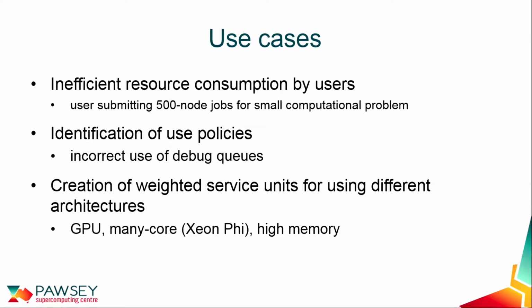Where would you use it? Well, identifying insufficient resource consumption by users. Let's say someone is trying to run their job on 500 nodes, and it's being run inefficiently. You identify it, you talk to the user, and then basically reduce the number of node count to run it efficiently. Identifying policy violations. Let's say we maintain a debug queue for debugging purposes. The users might actually be running production jobs. If we see a pattern there, we can identify and talk to them through this tool.